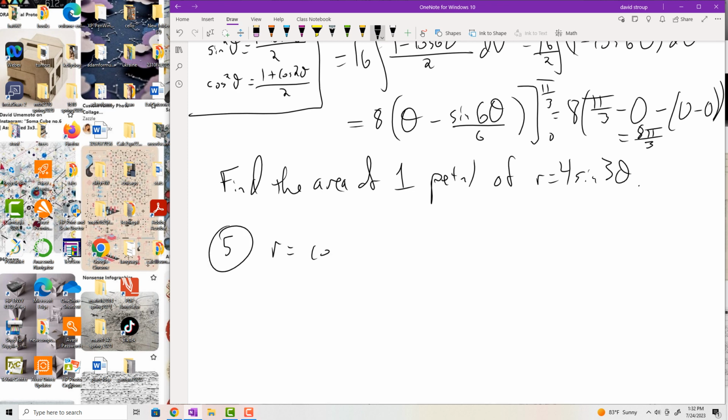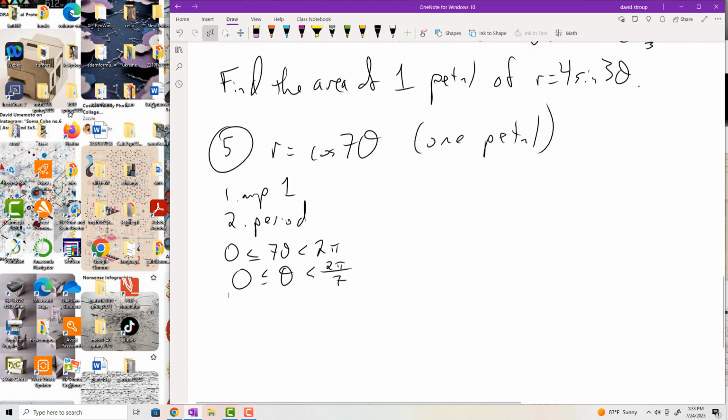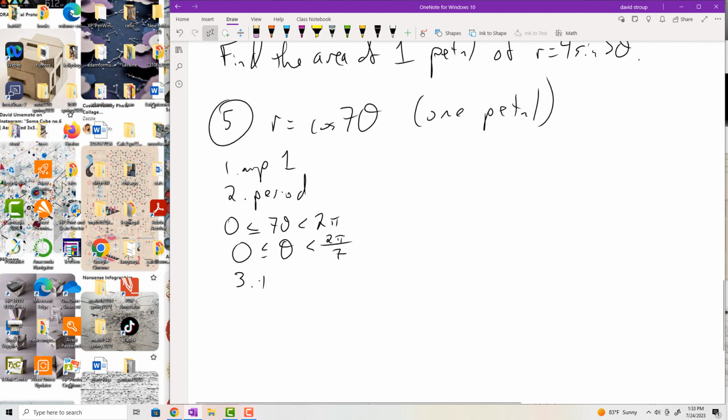So, number 5. r equals cosine of 7 theta, and we want one petal. Nasty 7 inside the cosine, but it's not a big deal. First, the amplitude is 1. Second, the period is kind of weird. So we've got 7 theta between 0 and 2 pi. Divide everything by 7. And then get your tick marks. So you're dividing that by 4.